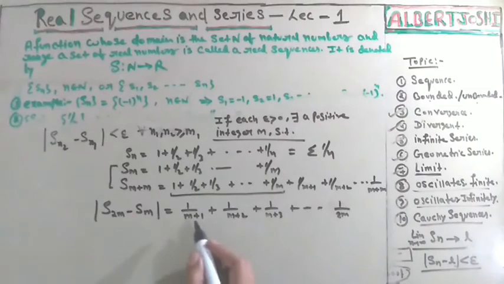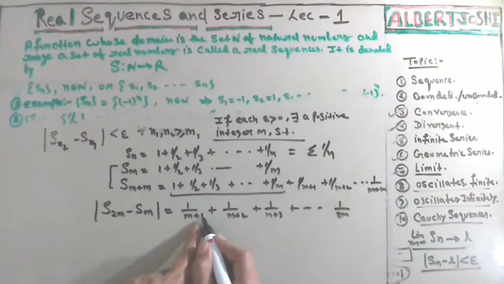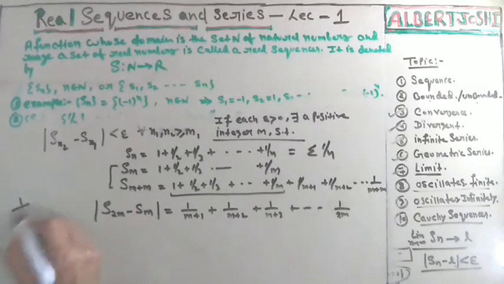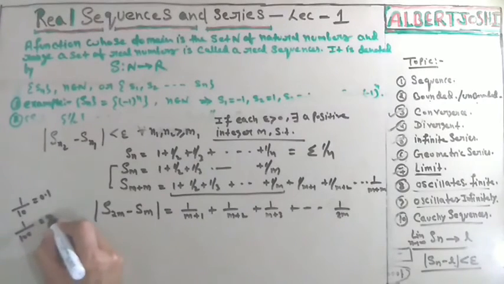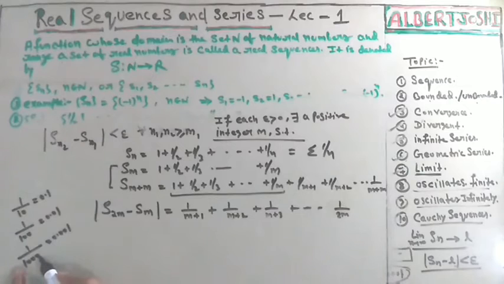Now we can also write, if in place of 1 we are putting m, it means that we are increasing the value below. I told you 1 upon 10 is equal to 0.1, 1 upon 100 is equal to 0.01, and 1 upon 1000 is equal to 0.001. So if you are increasing the below value, then the overall value is decreasing.